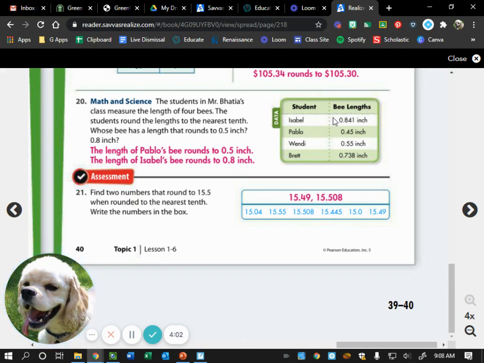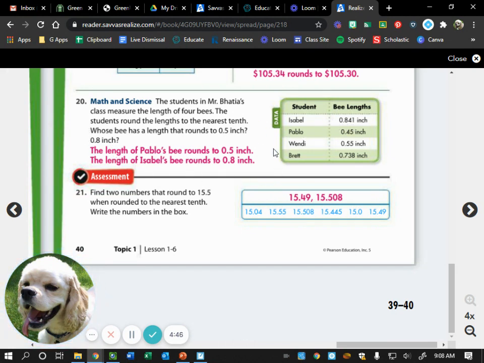If we look at the lengths of the bees, are they already rounded to the nearest tenth? No, because the nearest tenth is directly to the right of the decimal point. So your first step should have been to round each of these numbers to the nearest tenth. You're supposed to do that first. Isabel's would have rounded to 8/10. Pablo's would have rounded to 5/10. Wendy's would have rounded to 6/10. And Brett's would have rounded to 7/10. So the length that rounds to 5/10 of an inch would have been Pablo's. And then the bee that rounds to 8/10 of an inch would have been Isabel's.